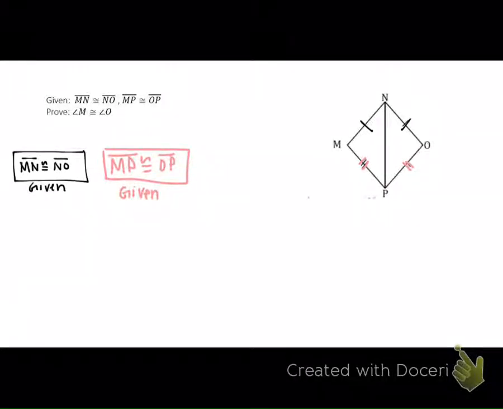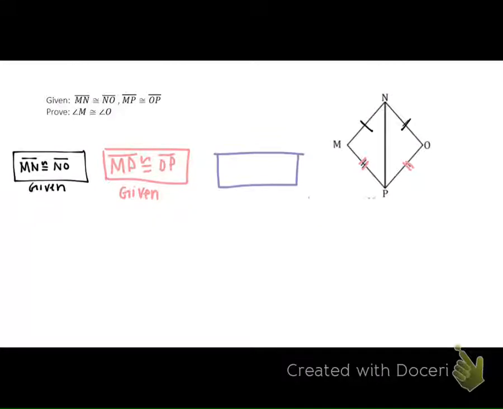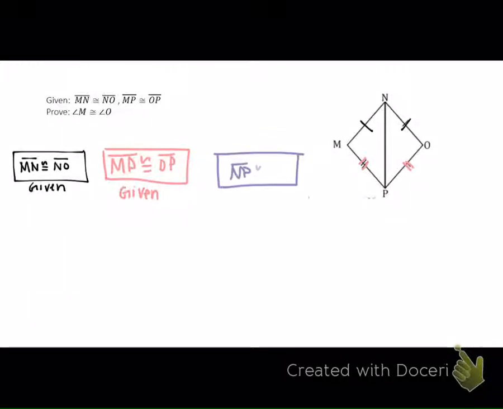Is there something else I know based on my diagram? Sophia, is there something else I know based on my diagram? Okay, so how would you name that? Perfect, and that's the reflexive property. Do we have enough information to prove the two triangles congruent? Do we have enough information to prove those triangles are congruent?